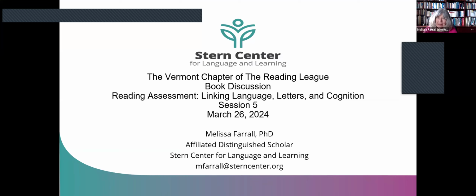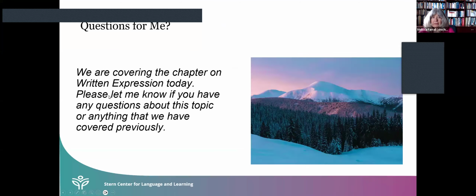We are about to embark on session 5, our last session on my textbook, Reading Assessment: Linking Language, Letters, and Cognition. Let me just take you through the plan for today. We are going to be talking about one of the last chapters in the book, which is on written expression. I think it's an area that we are not particularly skilled at assessing or even talking about. So I have a bit to say about the different ways in which we measure skill with written expression.